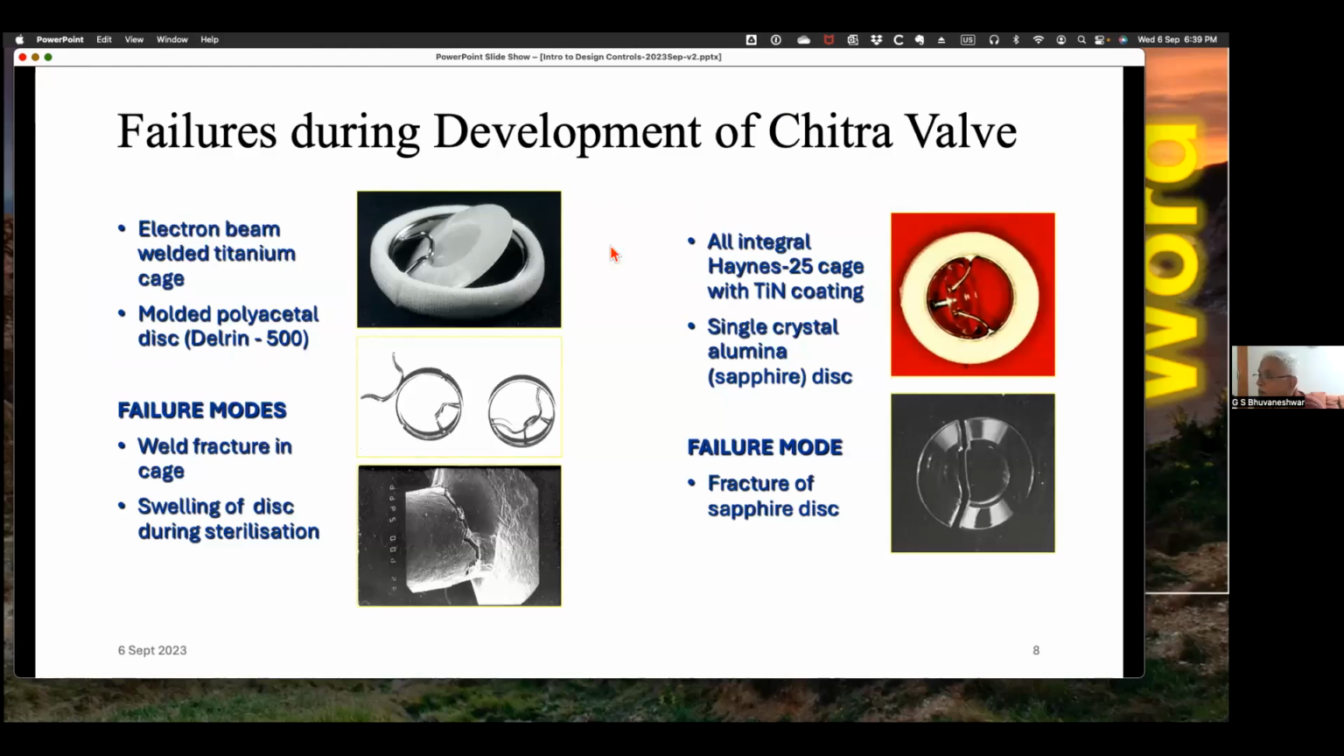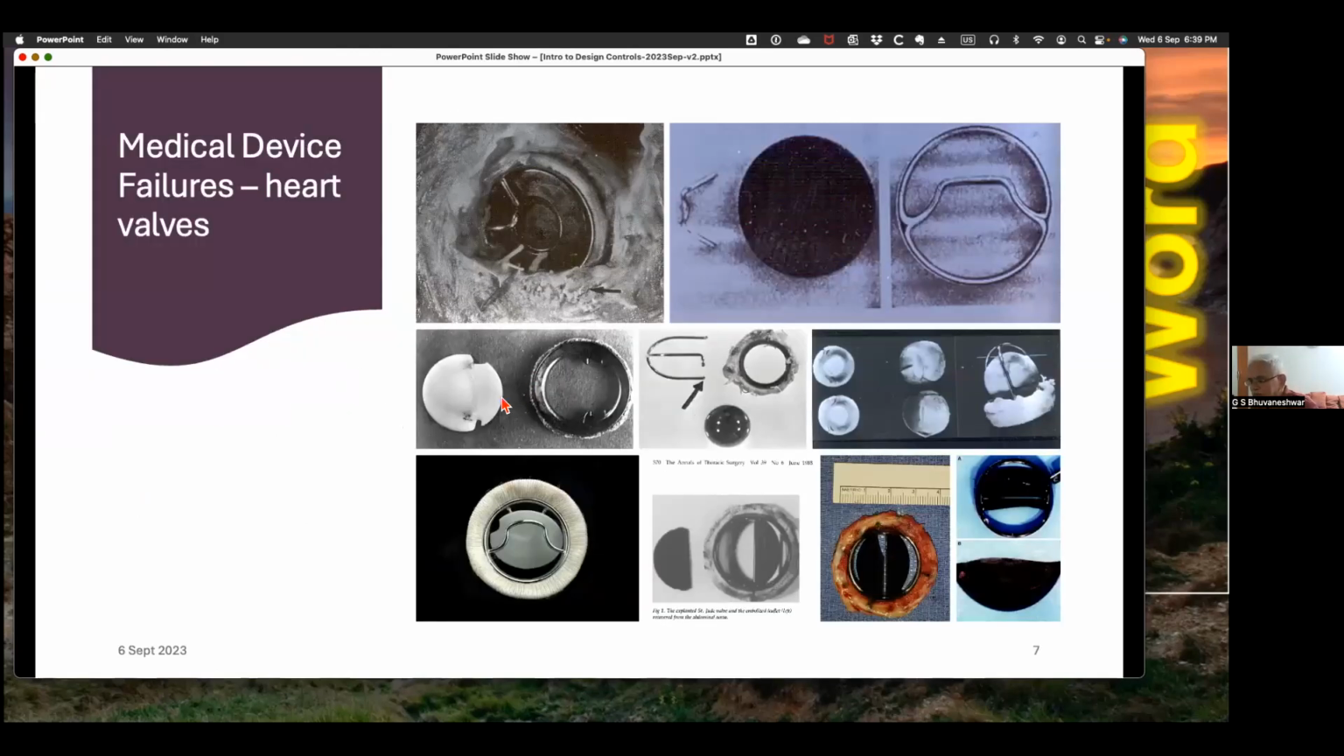I'm sorry, this is an older, early 60s valve called the Starr-Edwards valve, where we had a concept problem of what's called ball variance. In the early days, a silicone rubber ball in this Starr-Edwards valve used to swell after about 6 months, 9 months in the patient and would get stuck. This is the earlier model of the Bjork-Shiley valve with the Delrin, where you can see it chipped off.